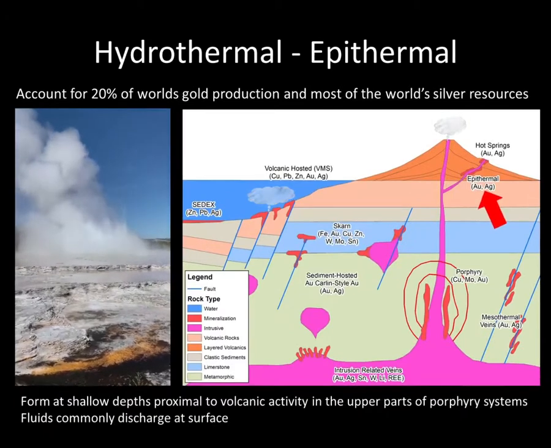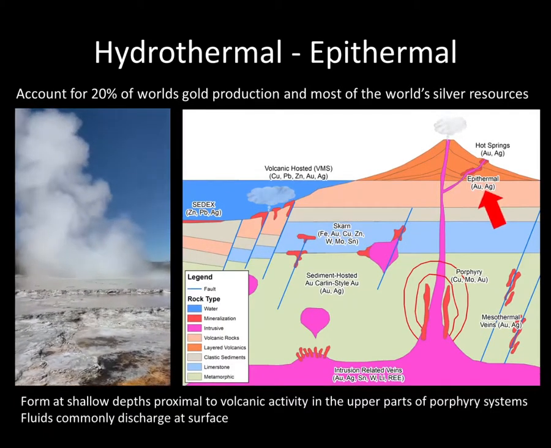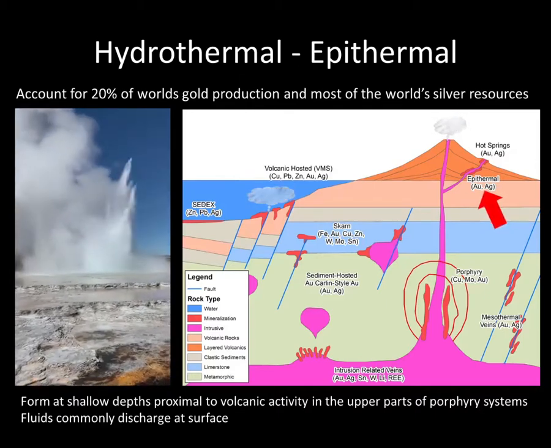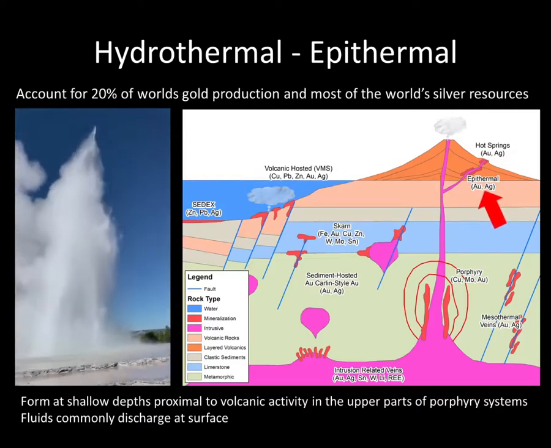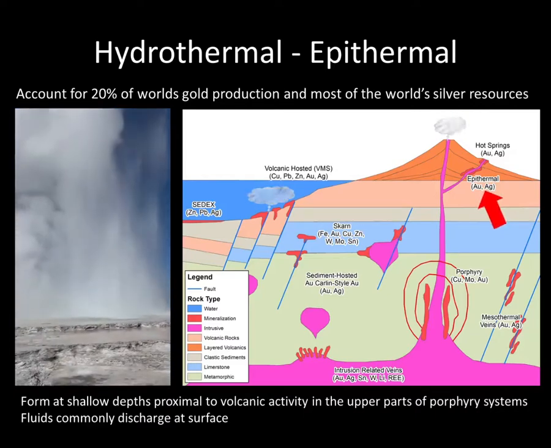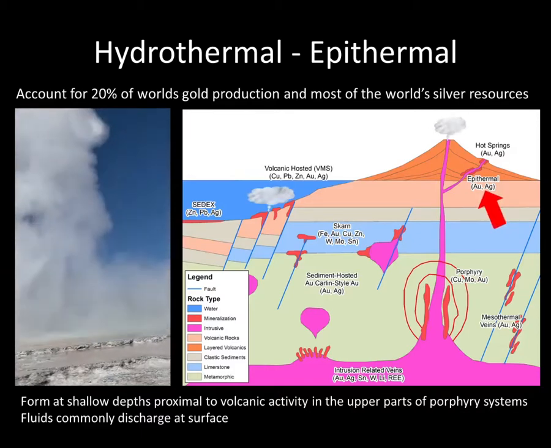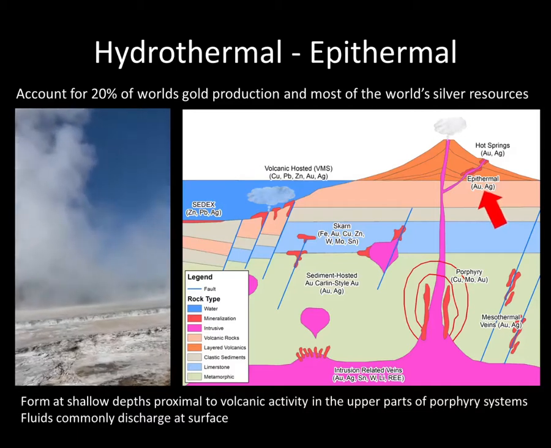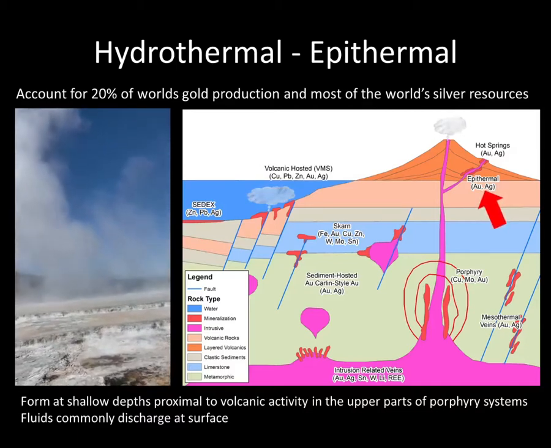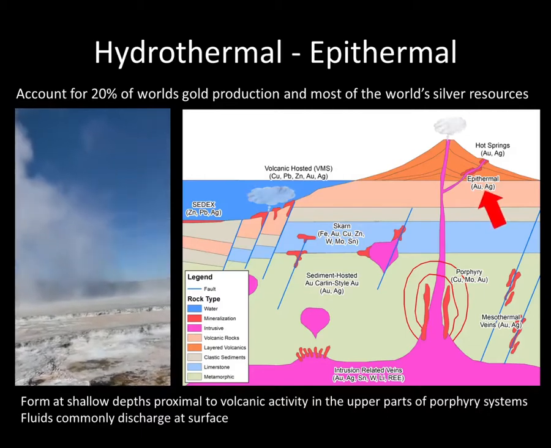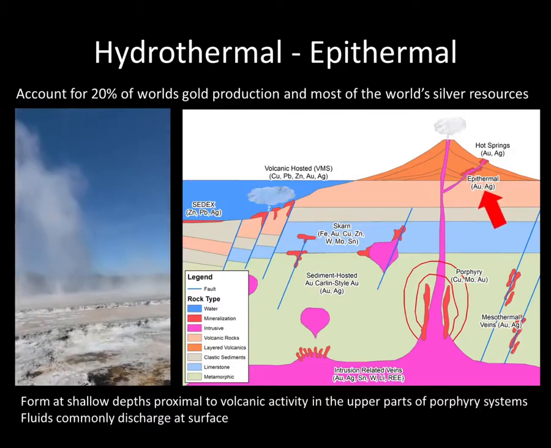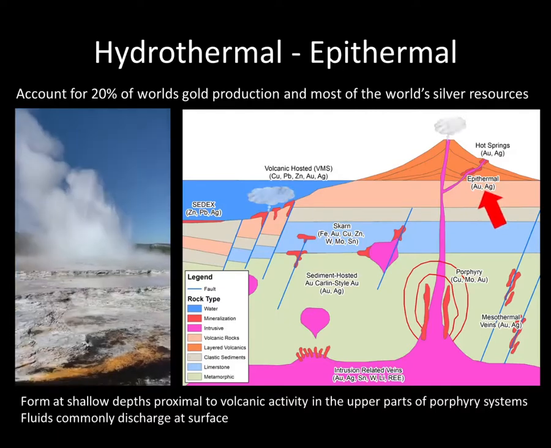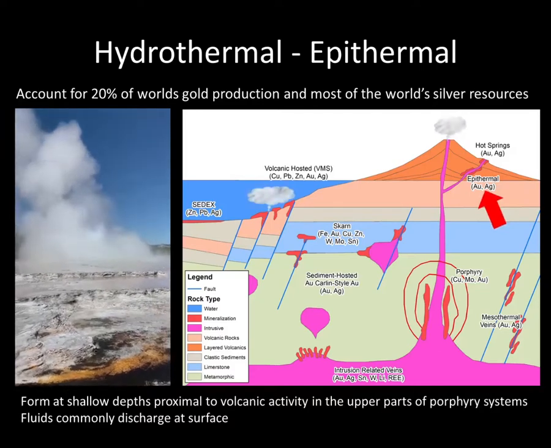Epithermal hydrothermal deposits account for 20% of gold production and most of the world's silver production. Epithermal deposits form at shallow depths proximal to volcanic activity in the upper parts of porphyry systems. The temperature of formation for epithermal deposits is low when compared to porphyry deposits. Fluids commonly discharge at the surface as liquids from hot springs and vapor from fumaroles in geothermal systems. These deposits form generally due to sharp temperature gradients at depths less than 1 kilometer.